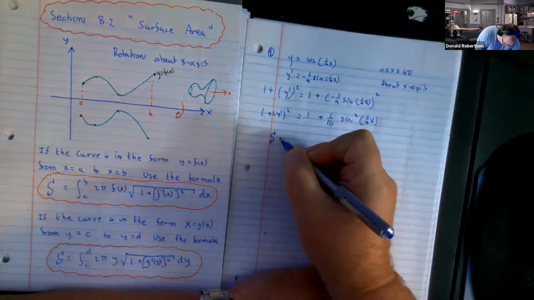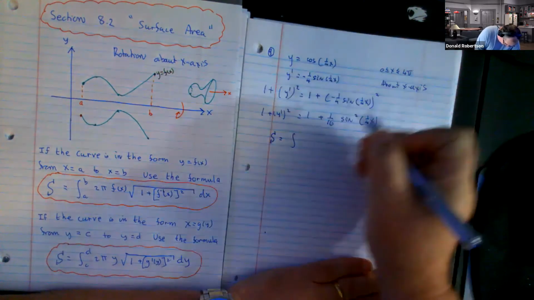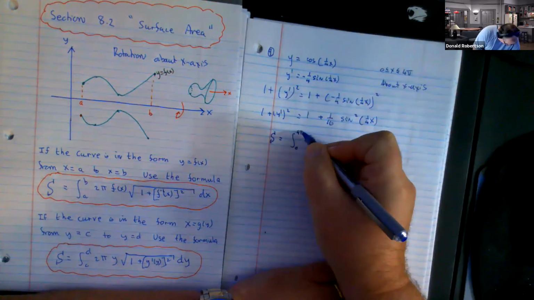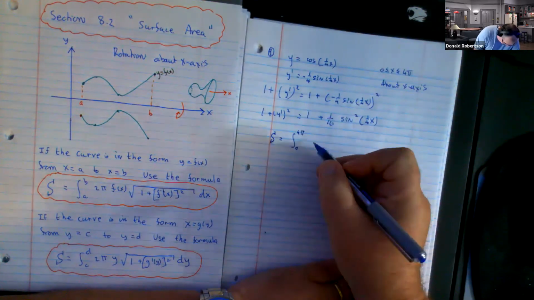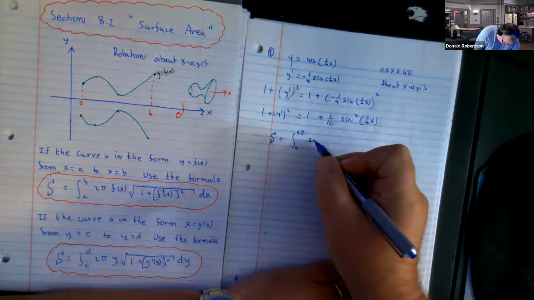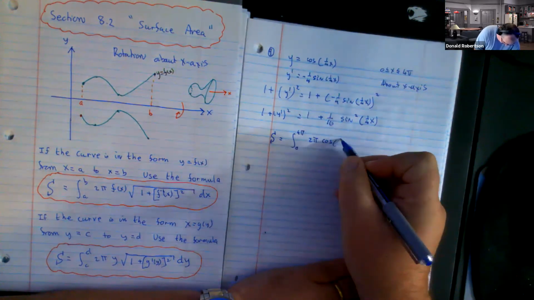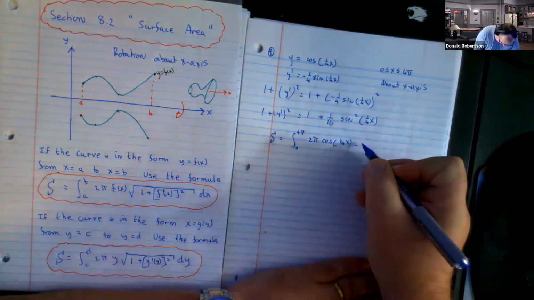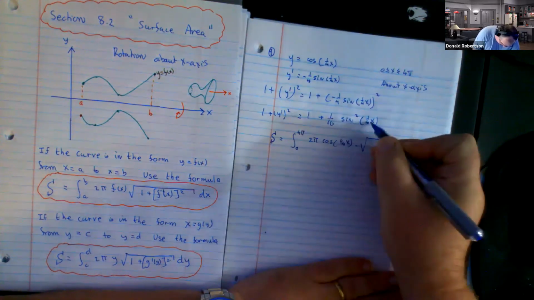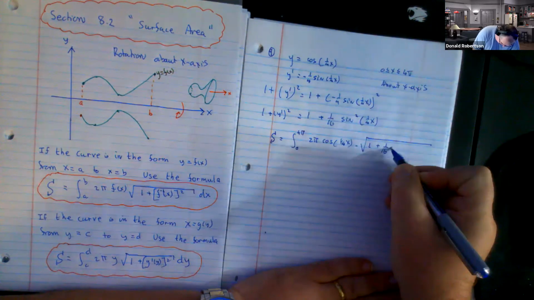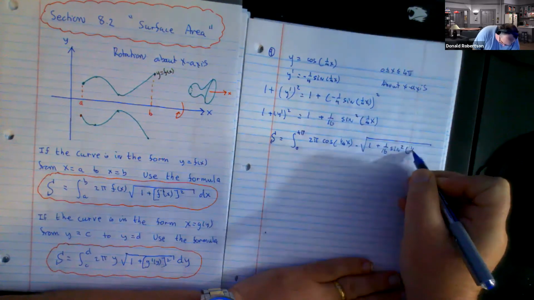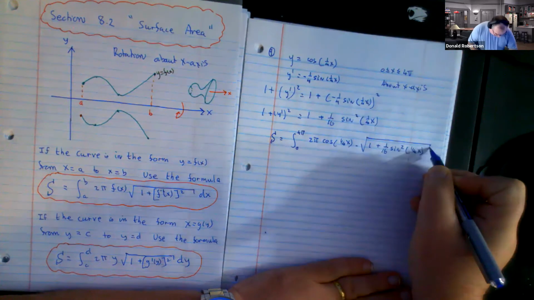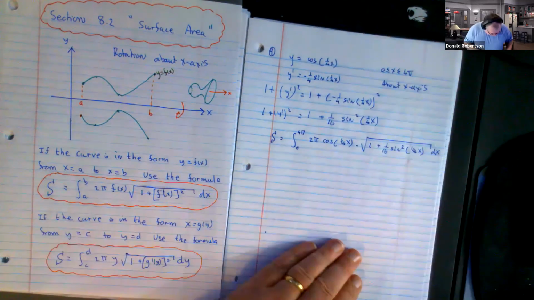So it's going to be the integral from 0 to 4 pi, 2 pi f of x times the square root of that guy. Okay, no way out of this one. This is an ugly u sub.